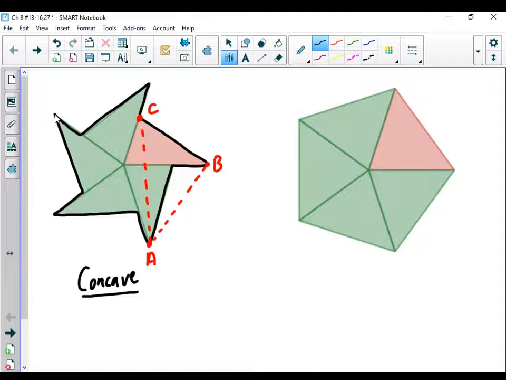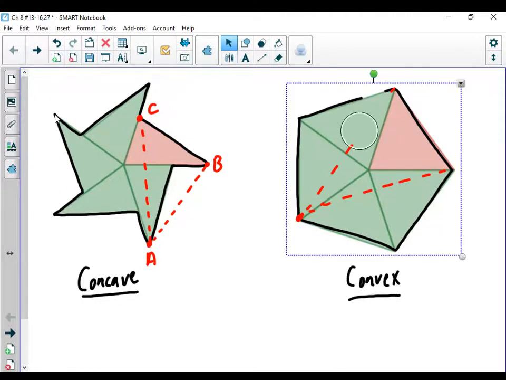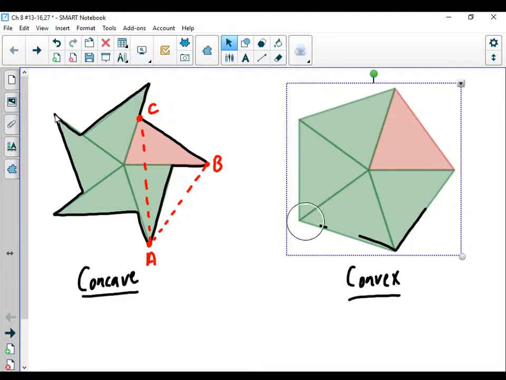Versus when you made the polygon here, this is an example of a convex polygon. And that's because anytime I draw a diagonal, that diagonal is going to still be on the inside of the figure. Okay, the book, I think, called it, instead of concave, maybe non-convex, but the technical term would be a concave figure.